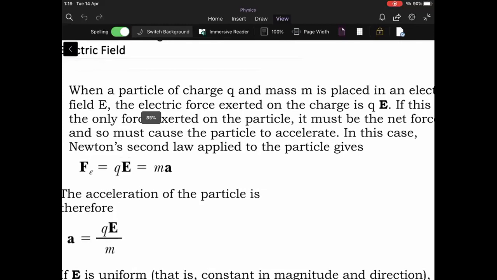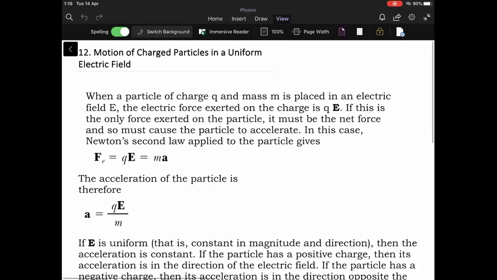It is about the motion of a charged particle in a uniform field. So let me try to explain you with the help of a diagram. Okay.